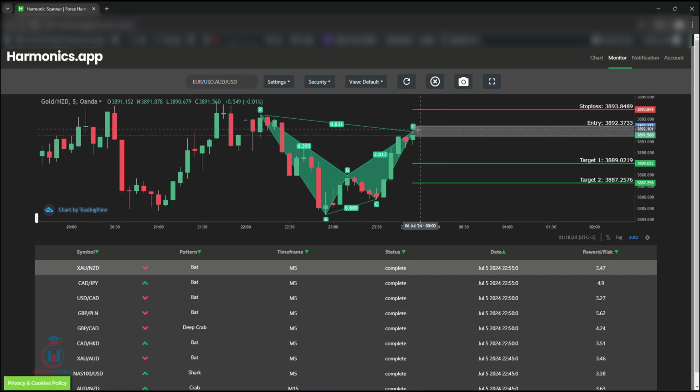This gray area is the entry level, and this is the stop loss, this is the take profit 1 and take profit 2.